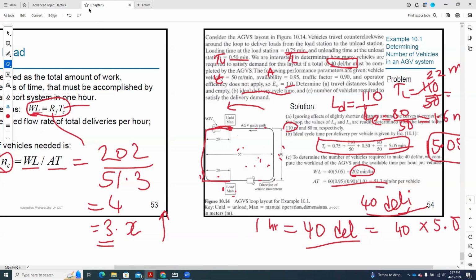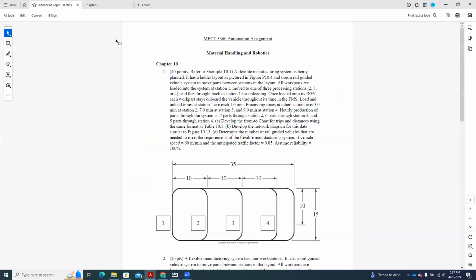In the next one, I'll help you to solve one of these, which is your assignment. I will discuss how to solve this, which will be the second part.